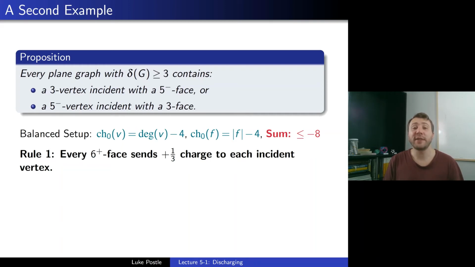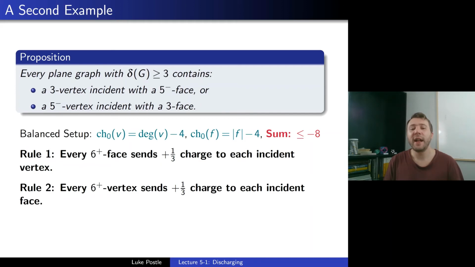And so we'll have the 6 plus faces. They have some extra charge, at least 2, so they'll send a third to each incident vertex. And then this will help prepare the 3 vertices. We could just make this the 3 vertices, but we'll say to each incident one. And 6 plus, then we'll do the symmetric rule that every 6 plus vertex will send a third charge to each incident face. Because again, the 3 faces, which are negative, are incident with only at least 6 plus vertices, so they can get some charge from them.